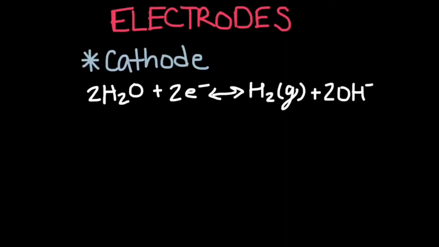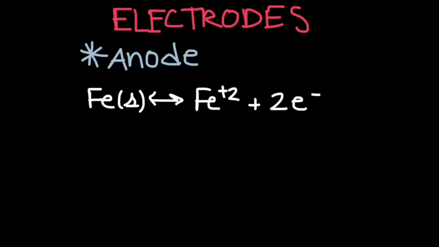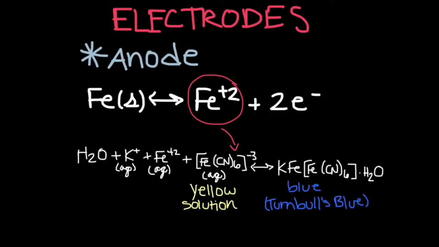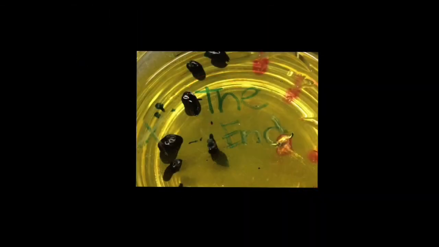At the cathode, electrons from the iron nail cause the reduction of water like we saw earlier. 2H2O plus 2 electrons yields hydrogen gas plus 2 OH minus. The phenolphthalein in the electrolyte solution then reacts with the OH minus to form the pink color. At the anode, oxidation of the other nail then produces electrons which enter the circuit. The Fe2+ then reacts with the potassium ferrocyanide to produce the blue complex. I hope you enjoyed taking a small look into the world of electrochemistry.